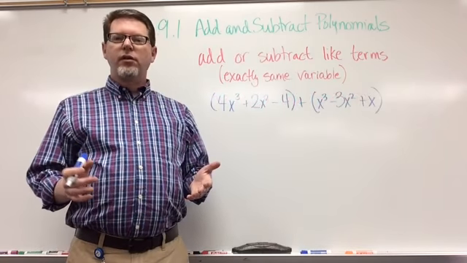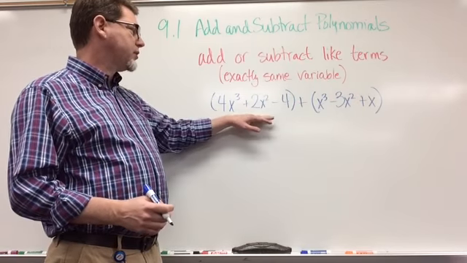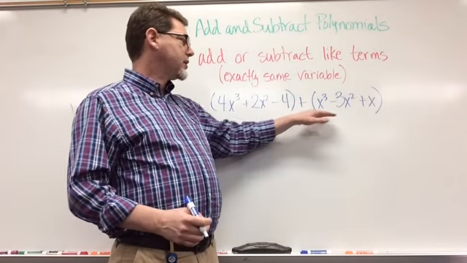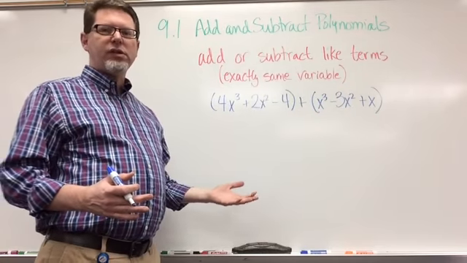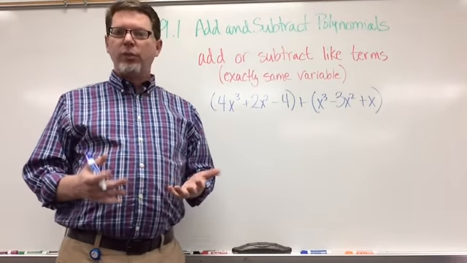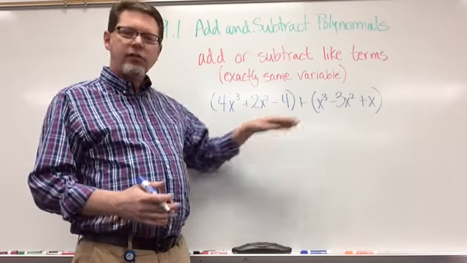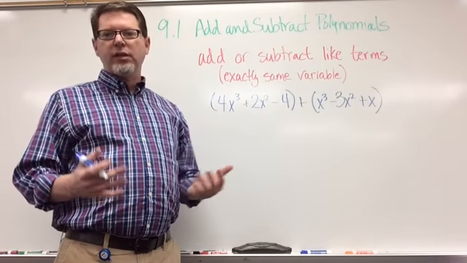And here's another example we're going to look at. 4x cubed plus 2x squared minus 4 plus x cubed minus 3x squared plus x. Now, why are these things in parentheses? They're in parentheses because they're polynomials. Now, because we're adding, it really doesn't matter that the parentheses are there, but we'll just keep them for right now.